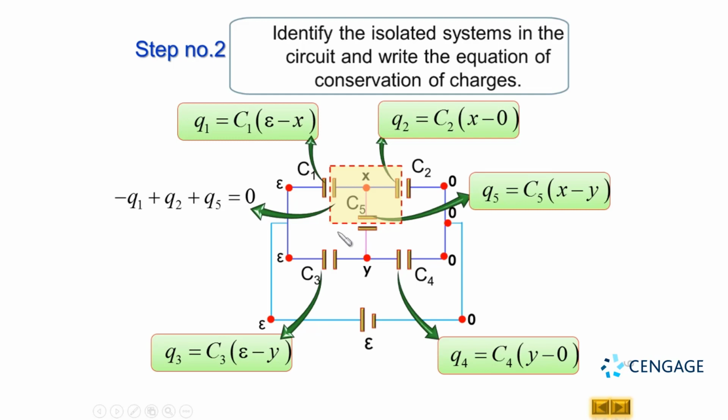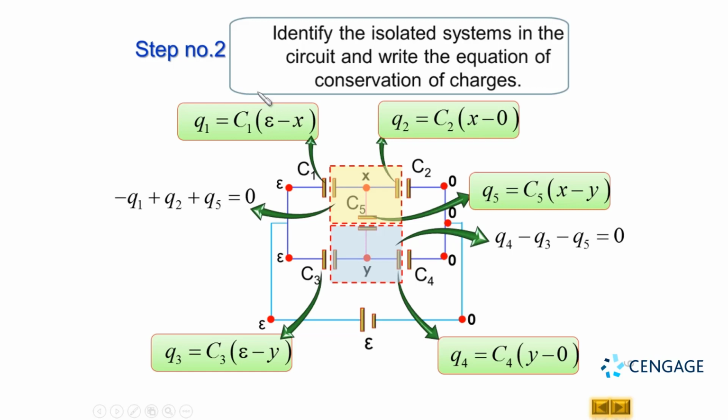Now you can observe here also, this is another isolated system. That means the summation of the charges of these plates should also be 0. So here we can say this is the negative plate, this is the positive plate, and this is the negative plate. So here we can write Q4 minus Q3 minus Q5 equals 0. This is the conservation of charge for this isolated system.